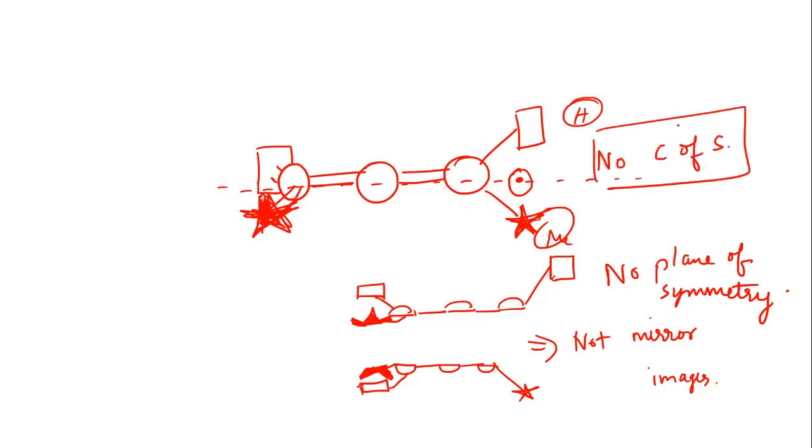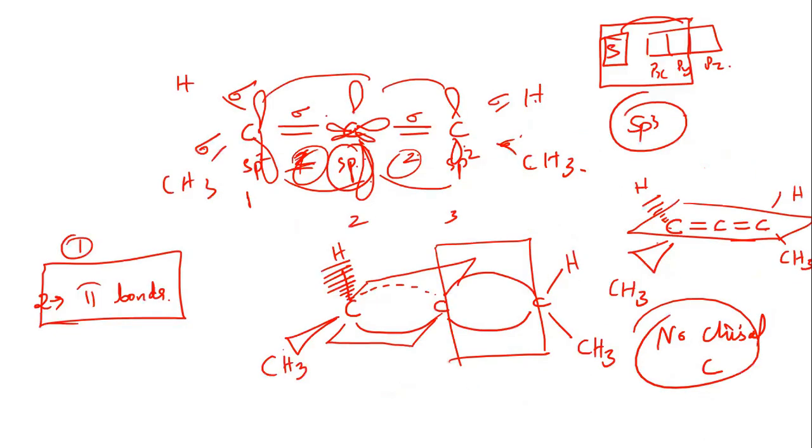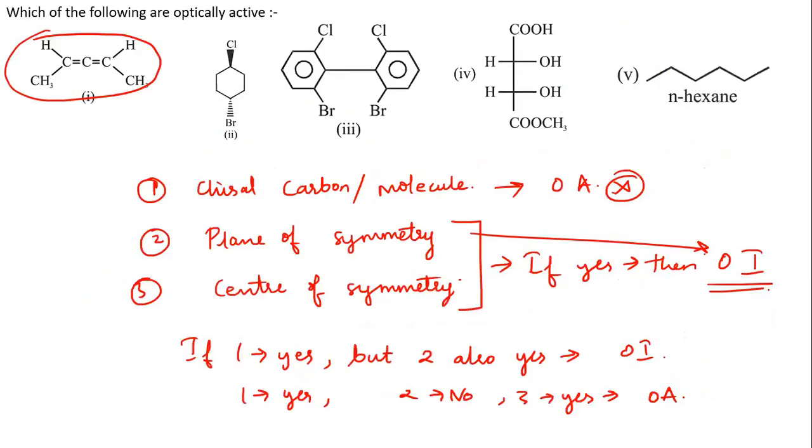We don't really care about this, so let it be. See now, we didn't have a chiral carbon, but we did have no plane of symmetry. The plane of symmetry should not be there, and the center of symmetry should also not be there, but we don't really care about it. No plane of symmetry, so yes, this is optically active. First one is right, the first one is optically active. Let's talk about the second one.